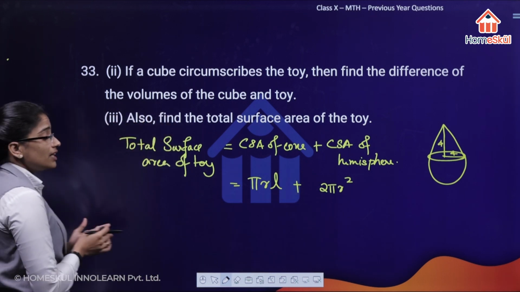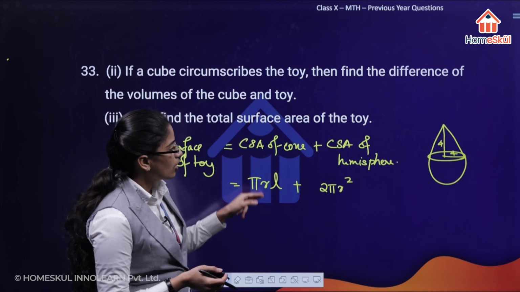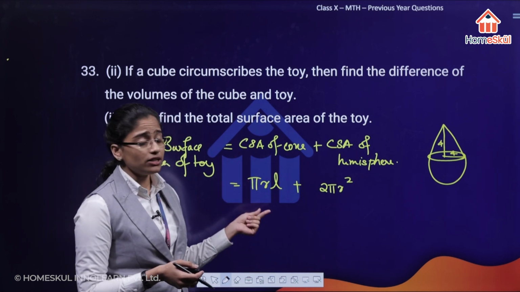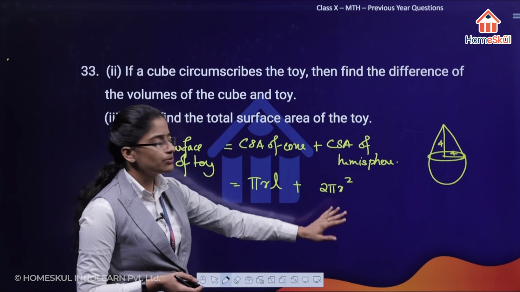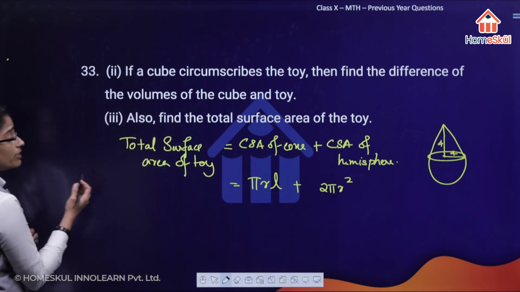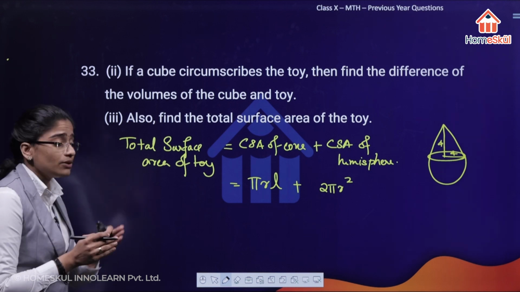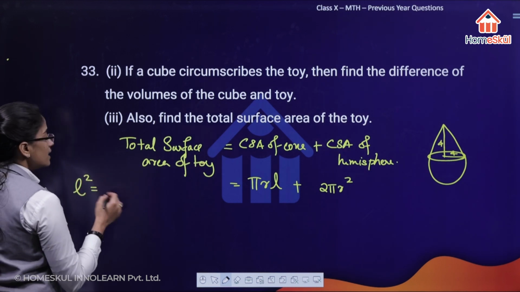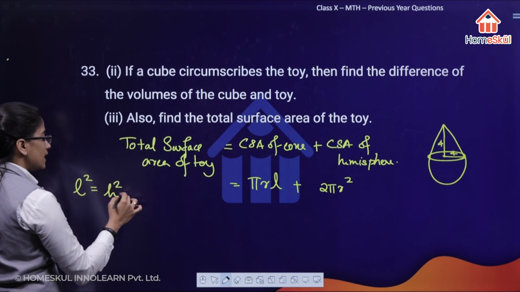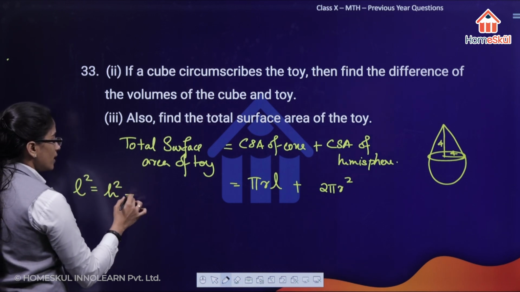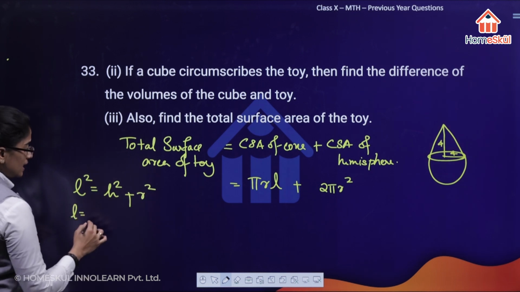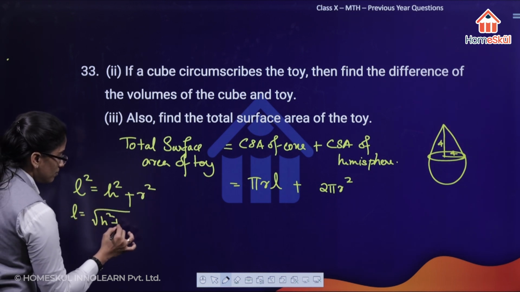Then, we need to find out here the radius of the cone is 4 centimeter, but the slant height is not there. We are having only the height, not the slant height. What about the radius of the hemisphere? It is 4 centimeter. Now, how will we find the slant height where height and radius are given? We know the relation. The square of the slant height is equal to the sum of squares of the height and the radius, isn't it? So, l is equal to root of h square plus r square.